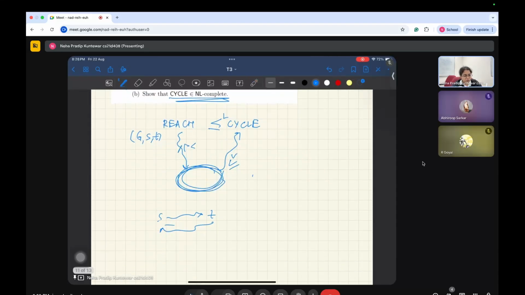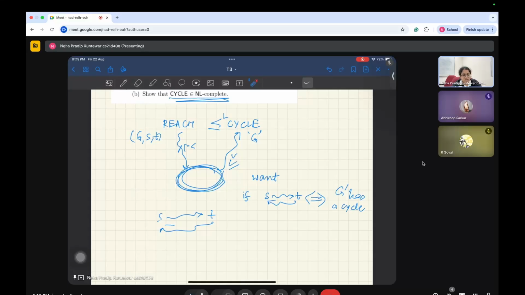So what we want is that, I'll just write it like this: S to T and T to S, both paths exist if and only if G prime has a cycle. This is what the reduction gives us. A yes instance of this should translate to a yes instance of this, and the other way around.